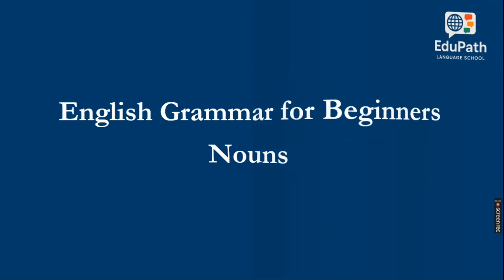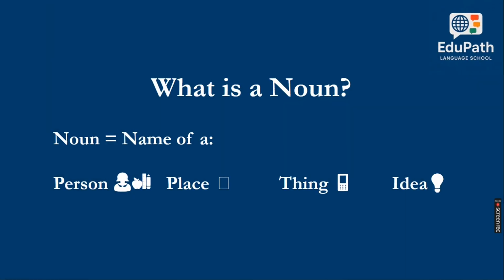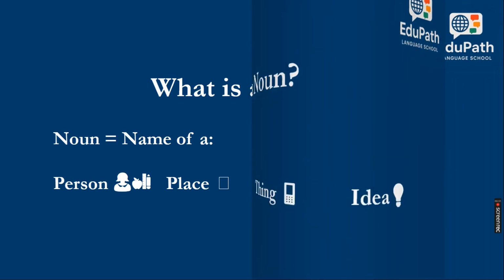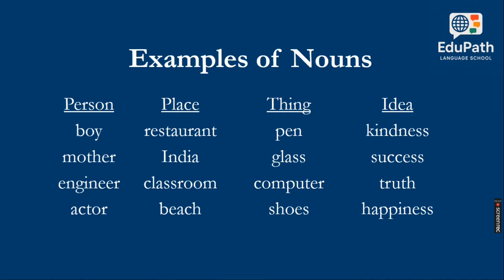So first of all, what is a noun? A noun is any name of a person, place, thing, or idea. As long as it is a name of something or someone, we can call it a noun. Now, some examples of nouns are as follows.